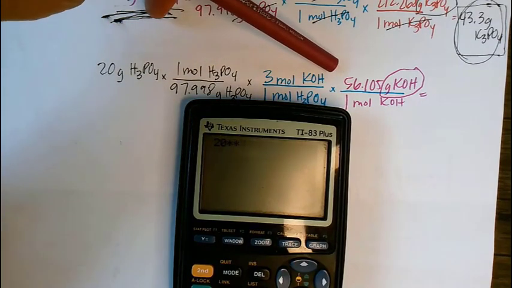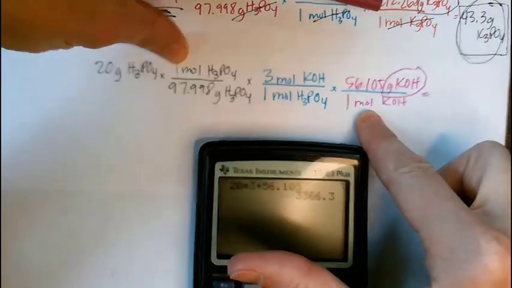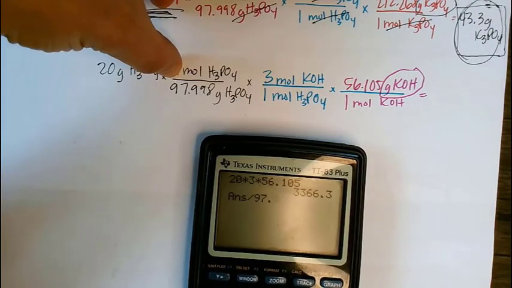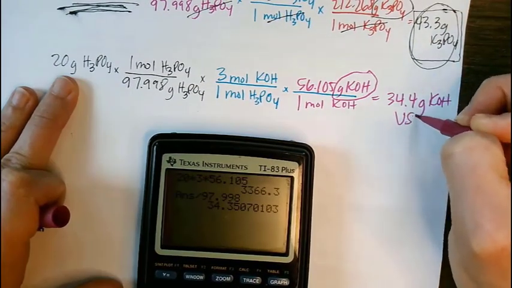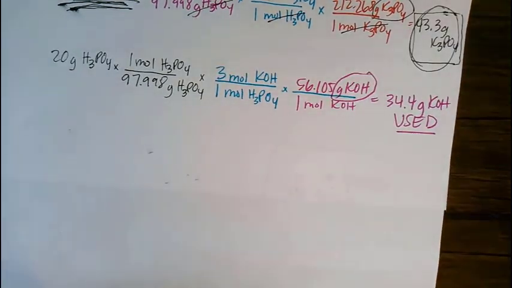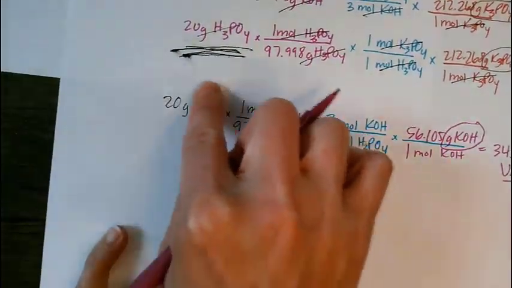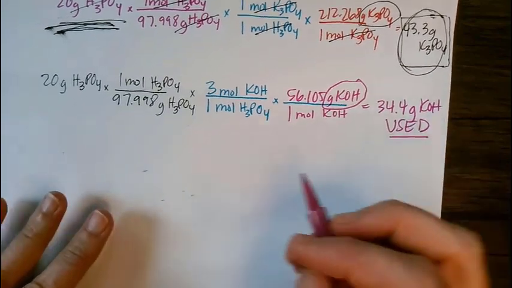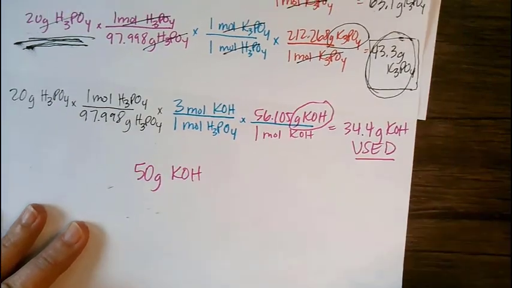So I'm going to start with 20 grams times 1 times 3 times 56.105, and all divided by 97.998 times 1, is 34.4 grams of KOH used. Well, it didn't ask me how much KOH is used. It says how much excess is there. Well, I know that to use up all of my H3PO4 reactant, it used 34.4 grams of KOH.